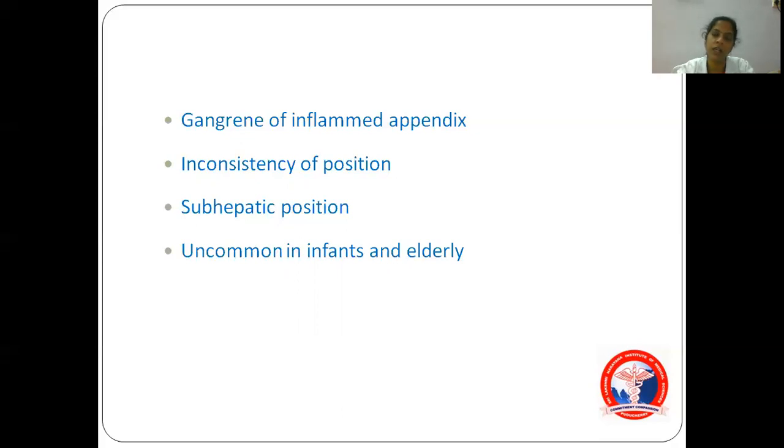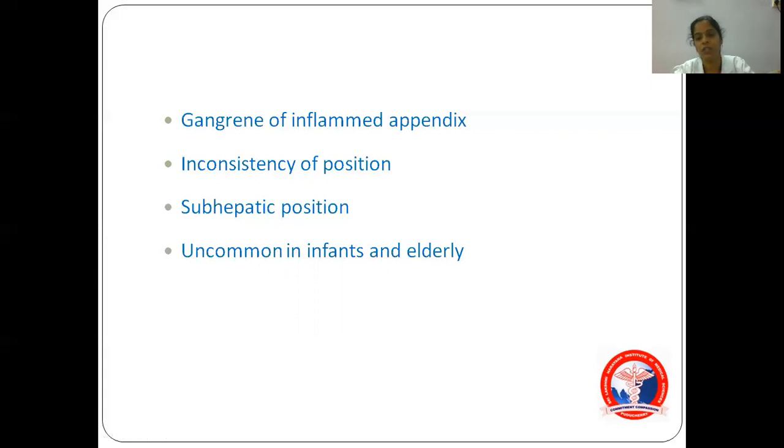So how can we identify the base of the appendix? All the tinea meet at the base of the appendix. So trace the tinea, and you will end at the base of the appendix. So position is very important. The subhepatic position is the most difficult to identify. Appendicitis is uncommon in infants and elderly people. In infants and elderly, it is very rare. In middle-aged adults, they will be affected more.